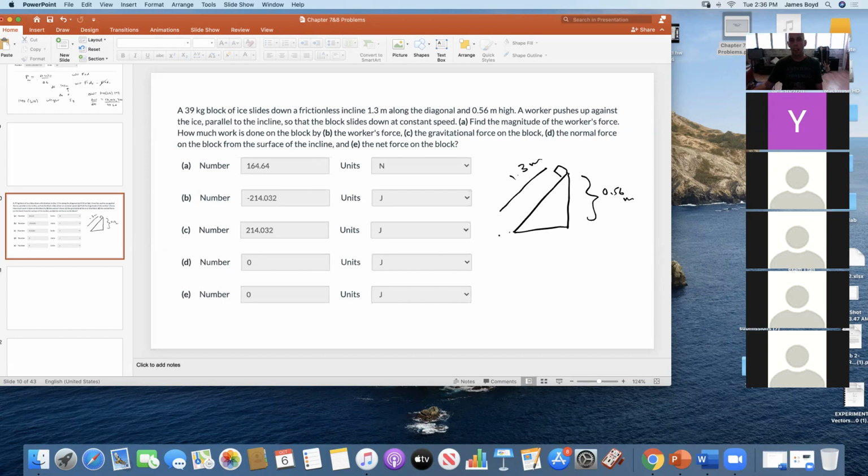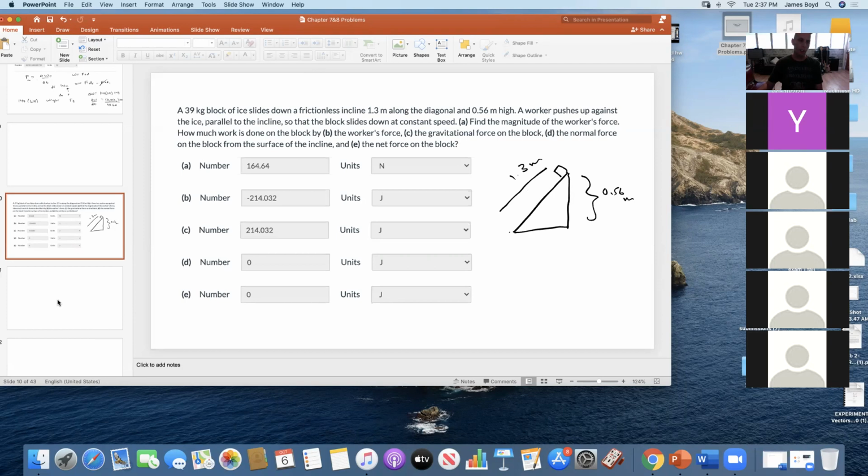V is constant, okay? So we need to figure out, and you might think, oh, well, the acceleration is 0, V didn't change, so the kinetic energy didn't change. So this thing should be 0. And you know what? You're right. There's no net work done on this, but there's definitely work being done by gravity, and there's work being done by the worker. So we need to figure out what some of those are.